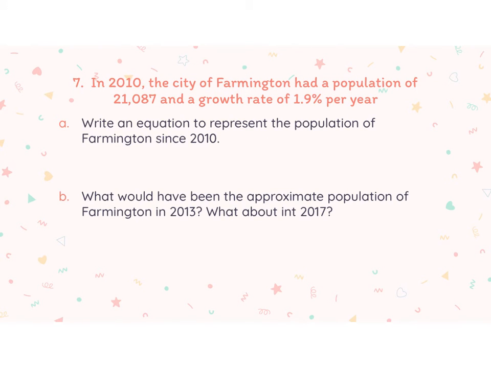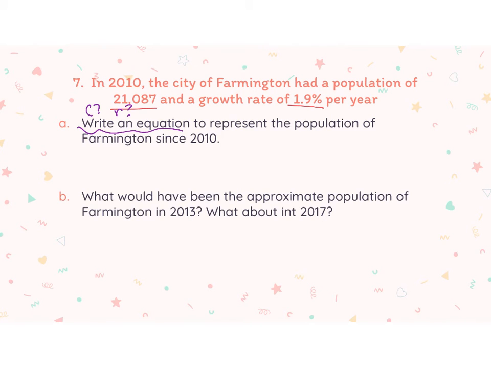In number 7, it says in 2010, the city of Farmington had a population of 21,087 and a growth rate of 1.9% per year. So again, the first step is let's just write an equation. Write the equation to represent the population of Farmington since 2010. So we need our C value and we need our R value. Those are the two things.